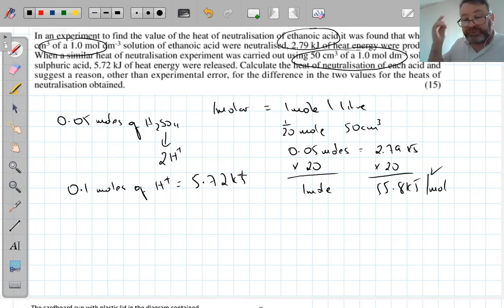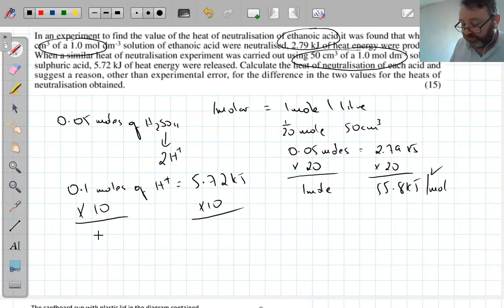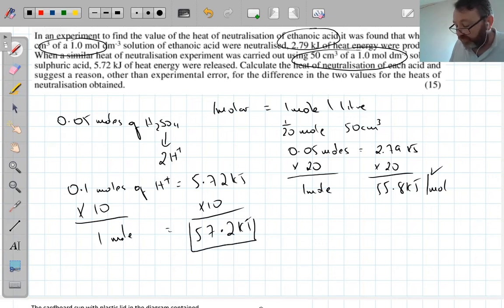It is the heat change that takes place when 1 mole of H plus is neutralized by 1 mole of OH minus ions. Okay, so we've got to bring this back to 1 mole. To get to 1 mole, I'm going to multiply this side by 10, and you'll notice that's 1 mole, as we expect, and 10 times that is the 57.2 kilojoules that we have come to know is the magic number for the heat of neutralization of a strong acid.